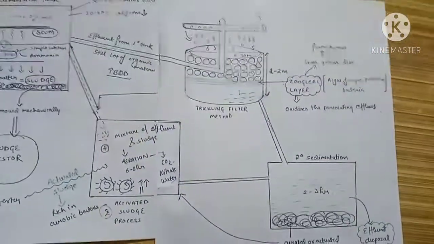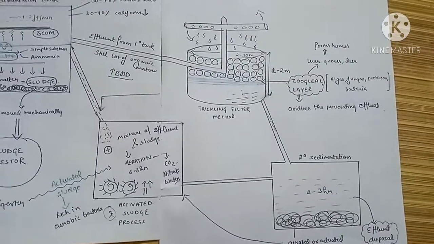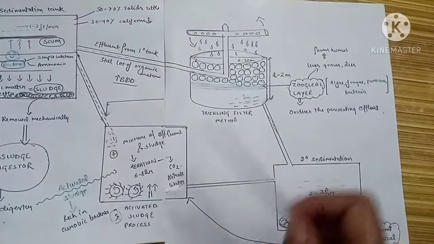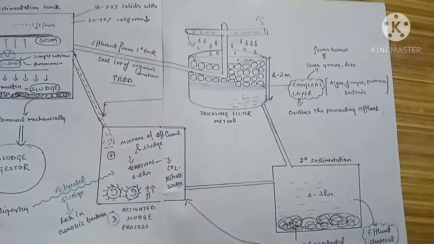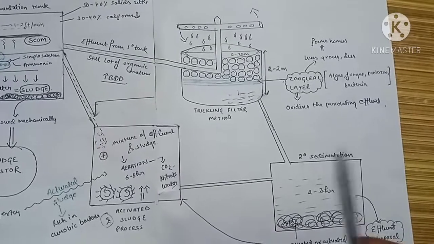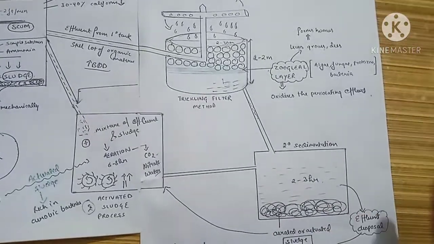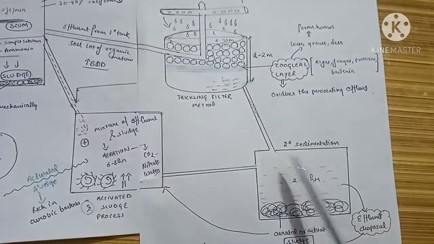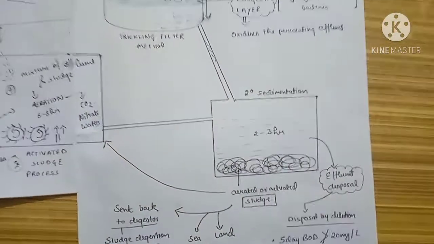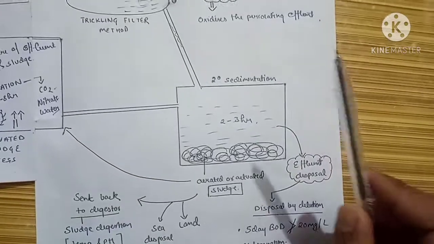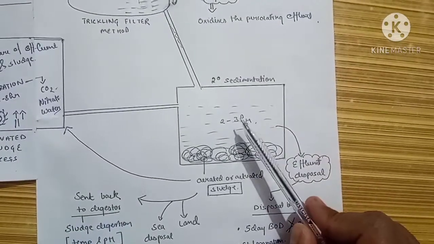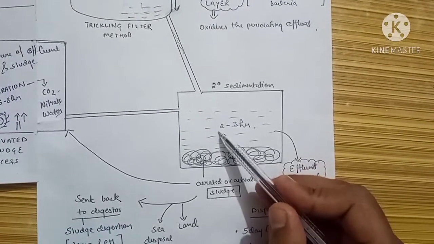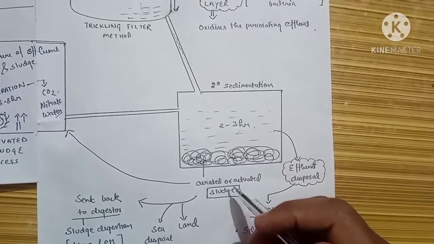And it is cheaper. So after we have sent the effluent from the primary sedimentation tank into either of these tanks, the first step of secondary treatment is completed. Now we have an efficient effluent that has a lower BOD, and this low BOD effluent is sent into a secondary sedimentation tank. In this secondary sedimentation tank, the effluent stays for 2 to 3 hours.